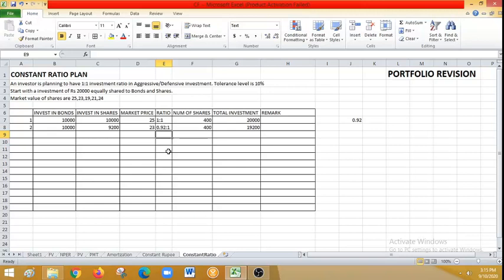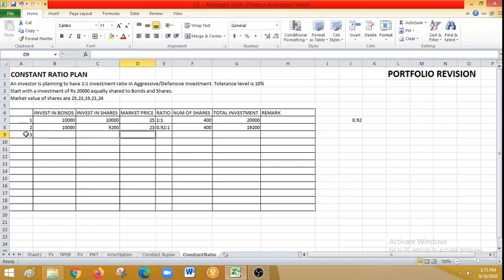The trigger point is 10%. If I say 10%, it is 0.10, right? If it is 0.90, I would have made a revision, but here it is 0.92, so I am not making any revision because the trigger point is 10%. If it is 0.90 or 1.1, I would have revised the portfolio. Now there is no need of changing the portfolio.